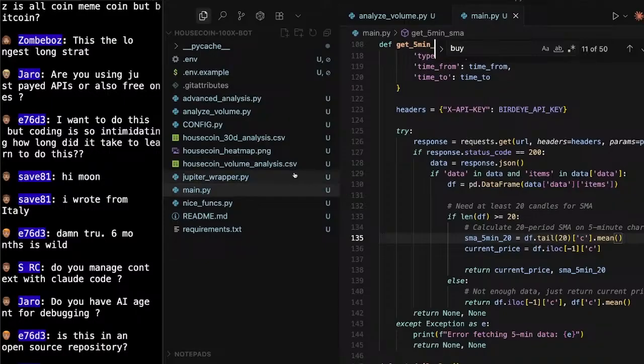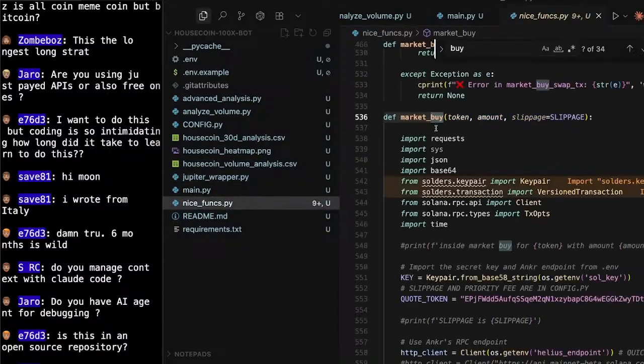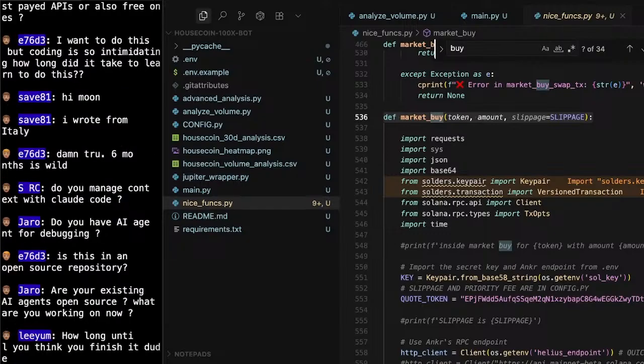Okay, so let's go over here and say nice funcs here and say this one, dude. Beautiful, beautiful, beautiful. I love AI, dude.